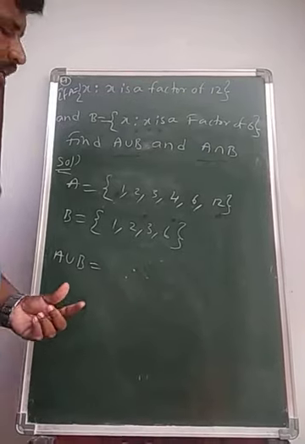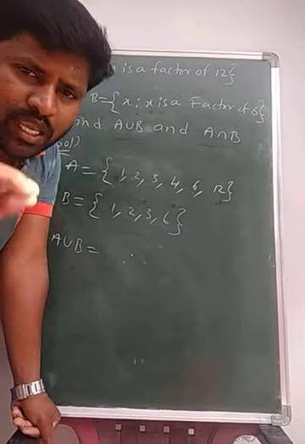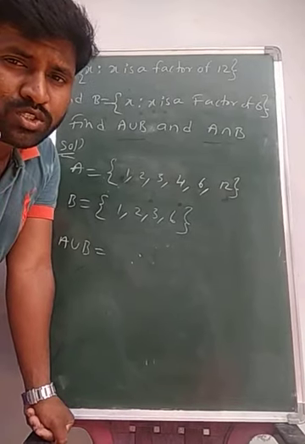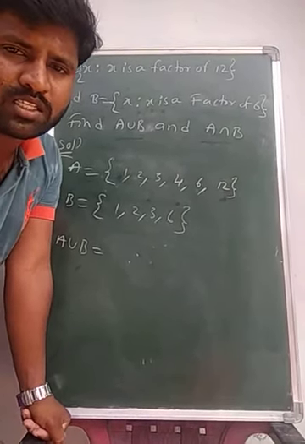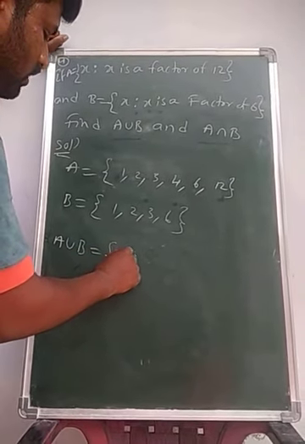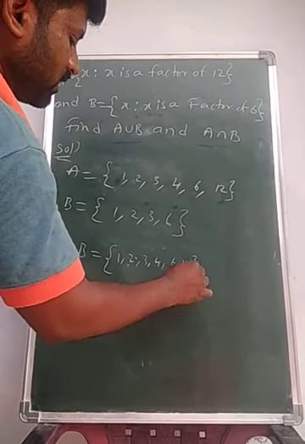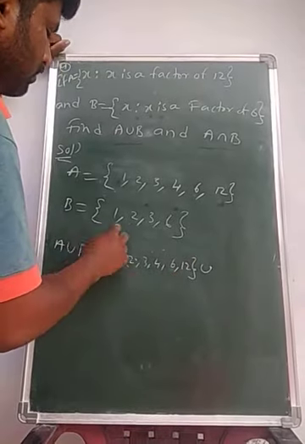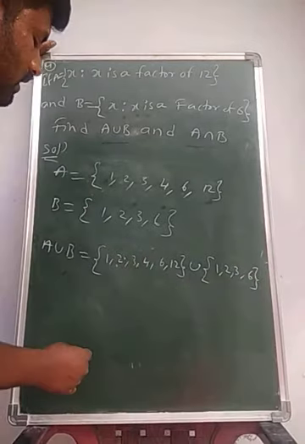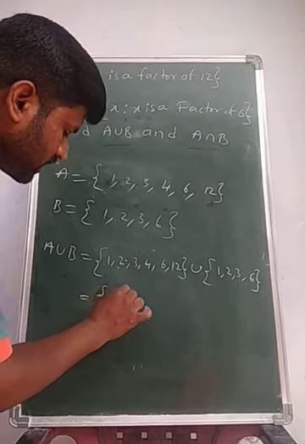We know that A union B, union of sets means what? {x such that x belongs to A or x belongs to B}. But the repeated element, we should consider it as a single element. Now set A, I am writing it as 1, 2, 3, 4, 6, 12, and set B is 1, 2, 3, 6. Then for union, write everything together. Then it looks like a single set.